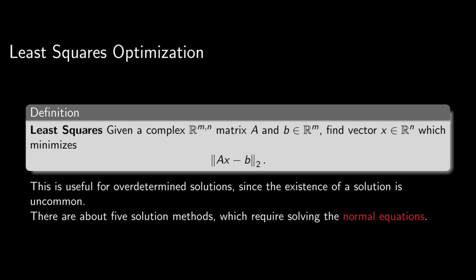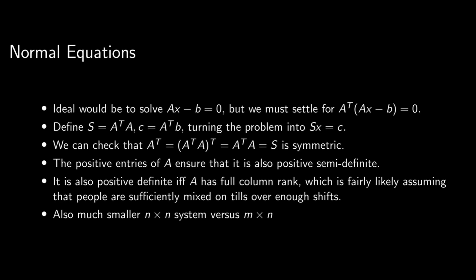The first step is to form the normal equations. The idea behind normal equations is, instead of finding where Ax minus b is equal to 0, to instead multiply the system by A transpose, which reduces the number of equations from the large and overdetermined n to the much smaller and probably determined n. Defining the matrix S equals A transpose A and the vector c equals A transpose b, we get a new linear system, Sx = c.